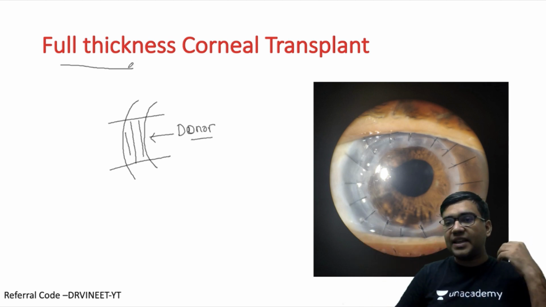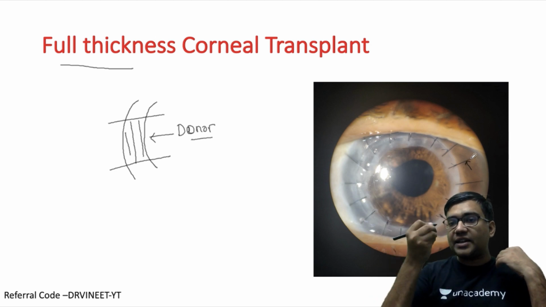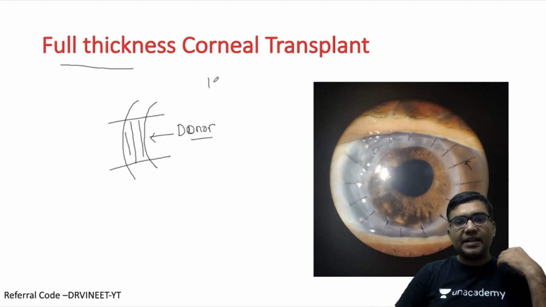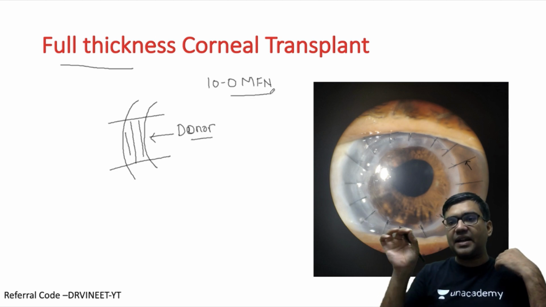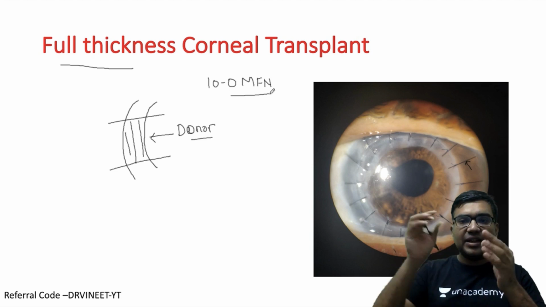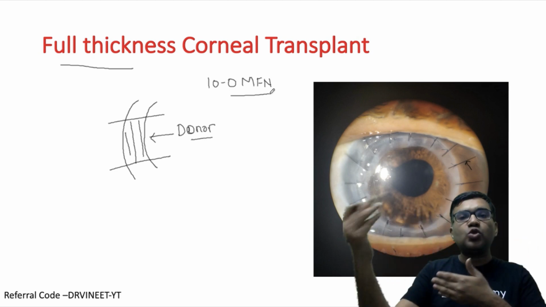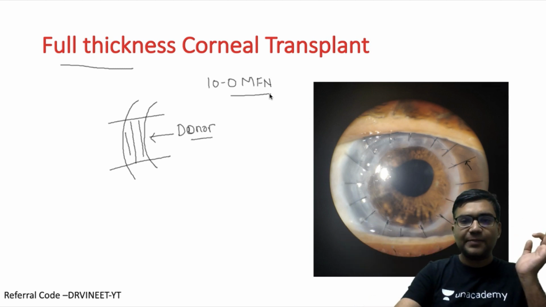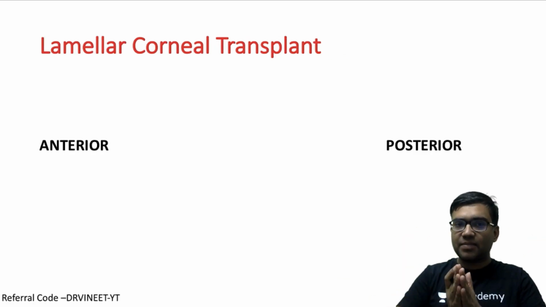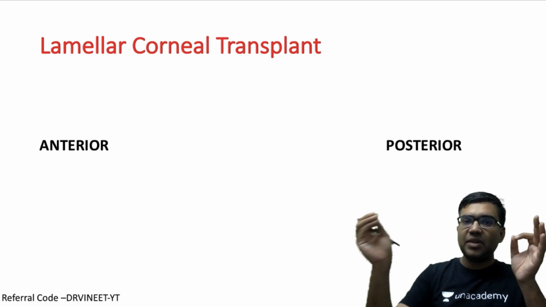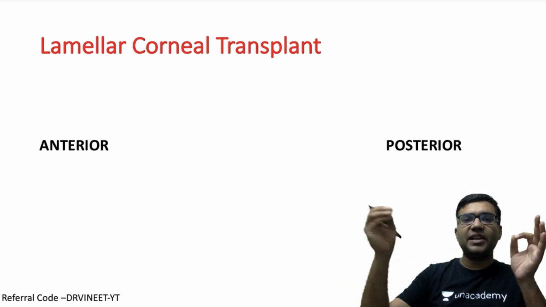Remember, one more question they ask is, what sutures are used? So the type of sutures: in these cases we use 10-0 monofilament nylon sutures to put the donor cornea in place and suture it with the host cornea.